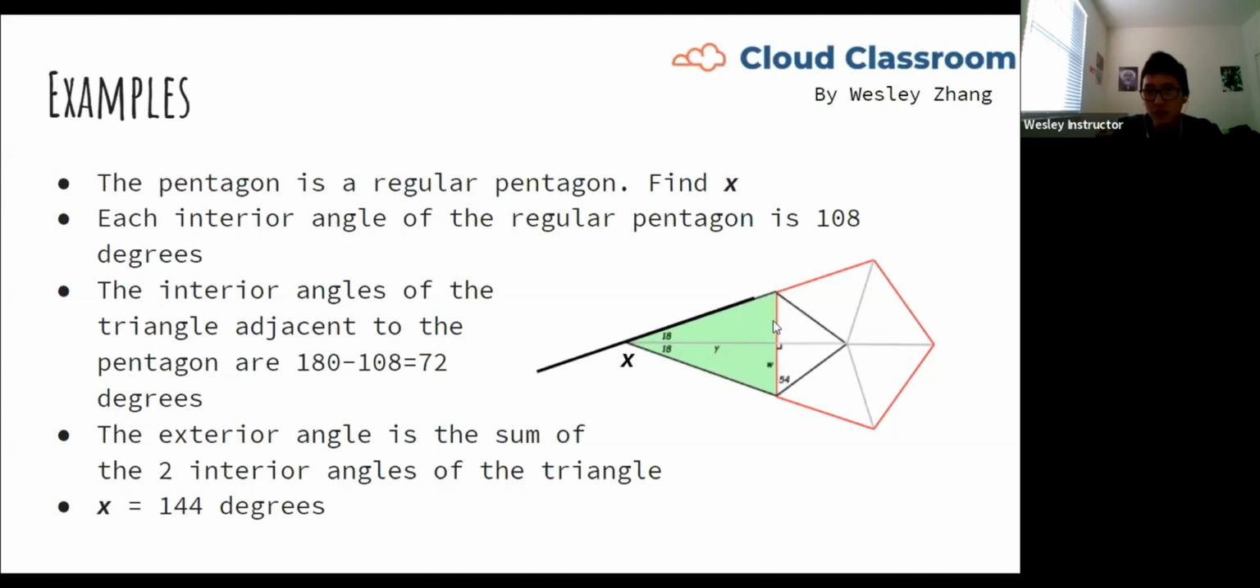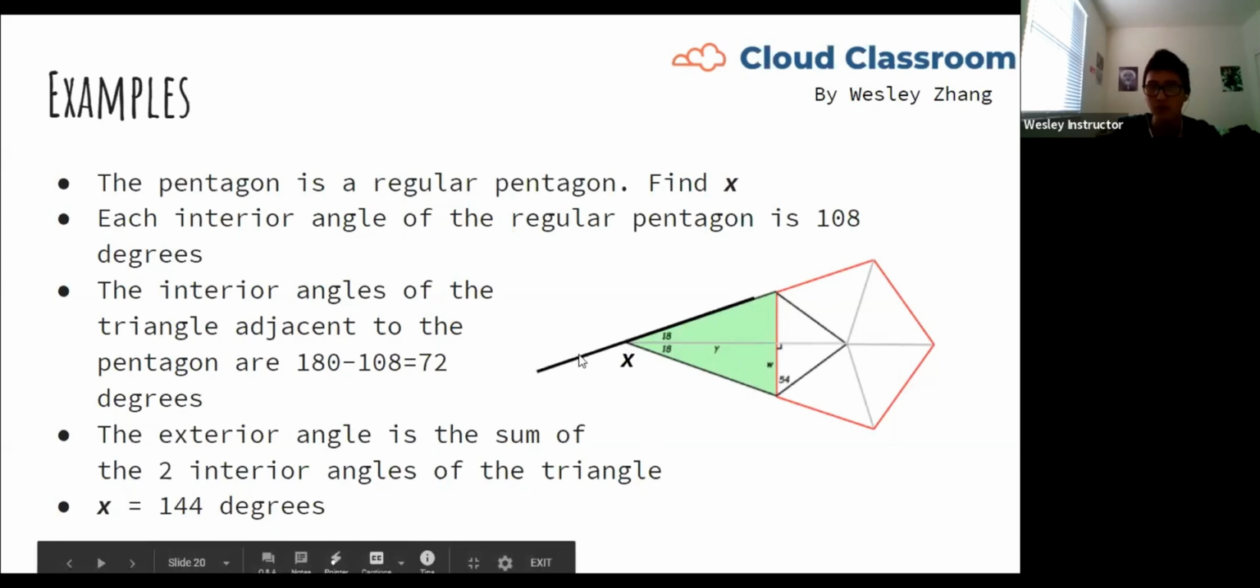All right, once we know these two, we can use the exterior angle theorem to find x. x is the exterior angle, so x is equal to this angle plus this angle. It is simply 72 plus 72 equals 144. So x is 144 degrees.